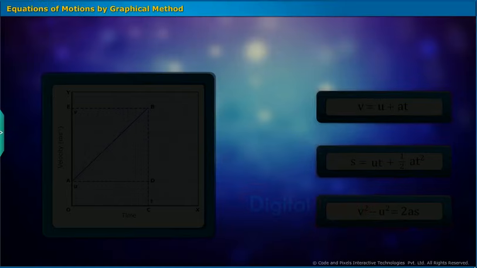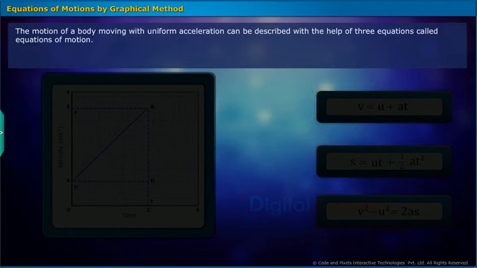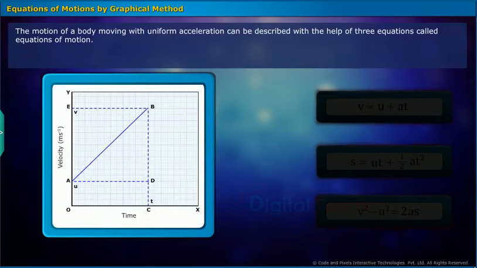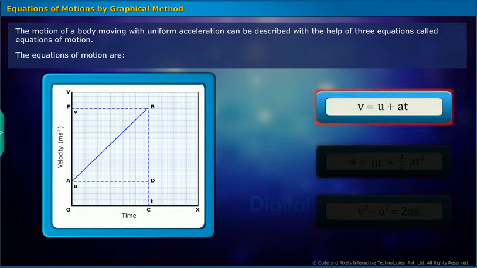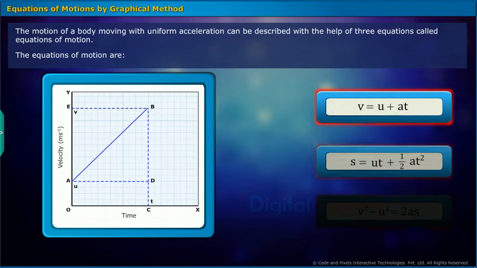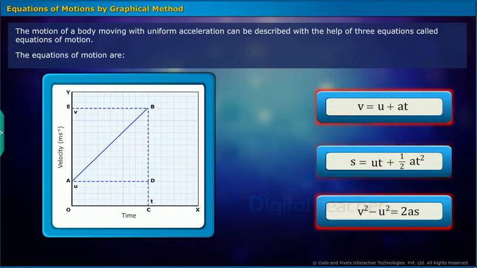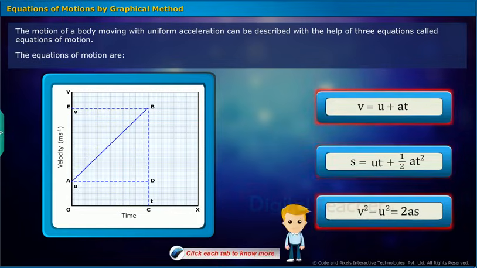Now, let us see the equations of motion by graphical method. The motion of a body moving with uniform acceleration can be described with the help of three equations called equations of motion. The equations of motion are V equals U plus AT, S equals UT plus half AT square, V square minus U square equals 2AS. Click each tab to know more.